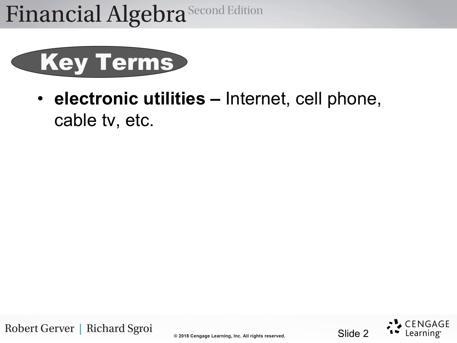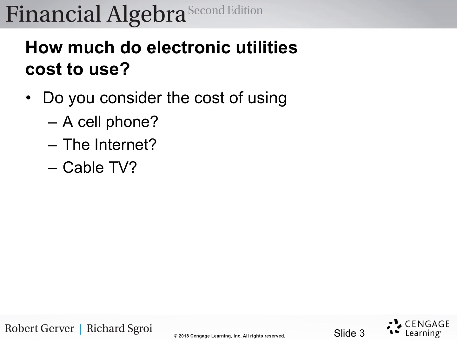So what do we mean by electronic utilities? These are internet, cell phone, cable TV, anything of this nature. So how much do electronic utilities cost to use? Do you consider the cost of using a cell phone, the internet, cable TV? All of these have different charges and are offered by different providers.